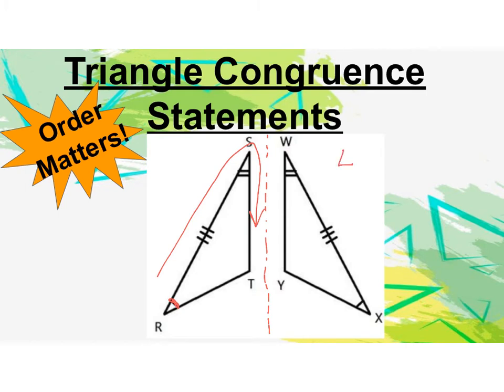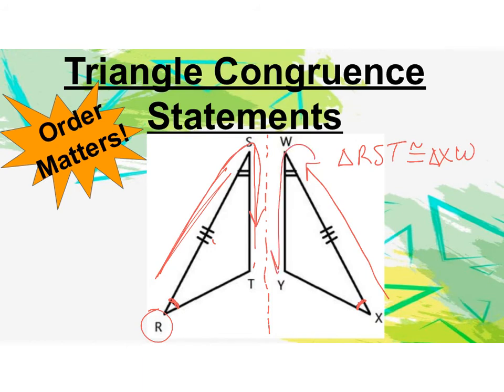So I'm going to say triangle RST. I'm going to start with R, go up to S, and then come down. So R corresponds to X. So we say this is going to be congruent to triangle X. Notice I went across my 3 mark, so I'm going to go up this way to W and then come on down and collect the Y. And that is my triangle congruent statement.